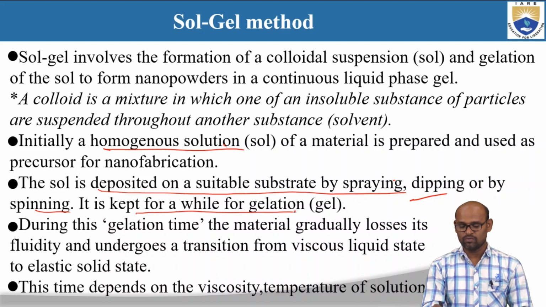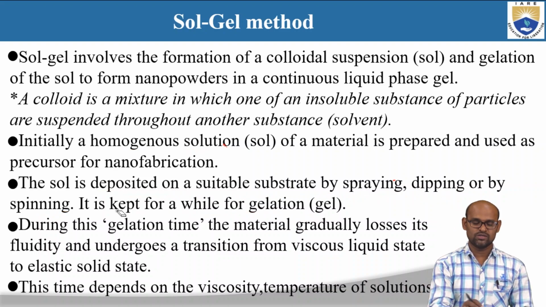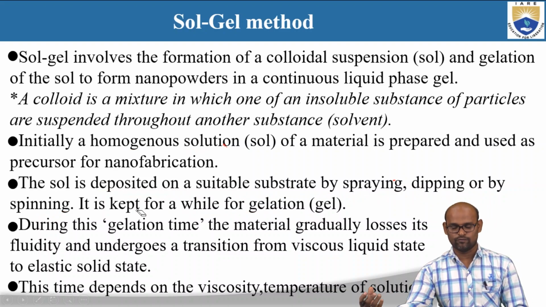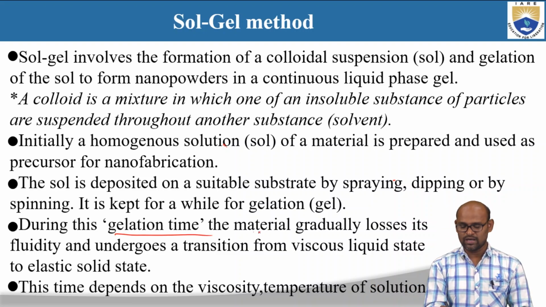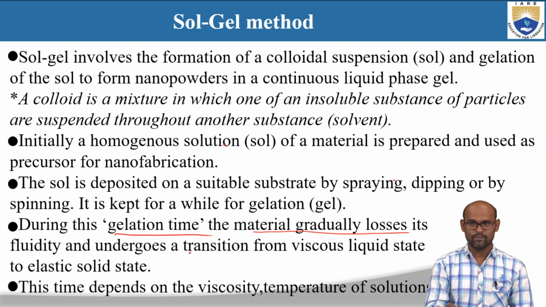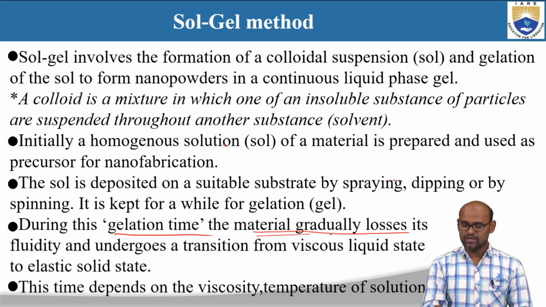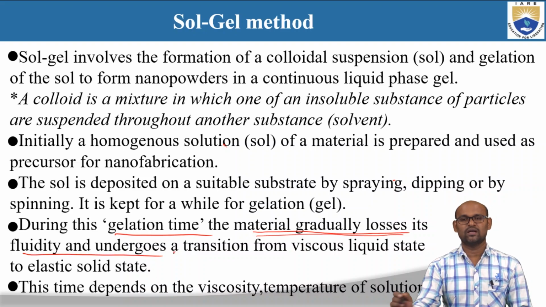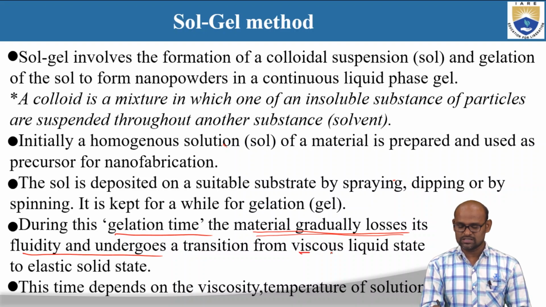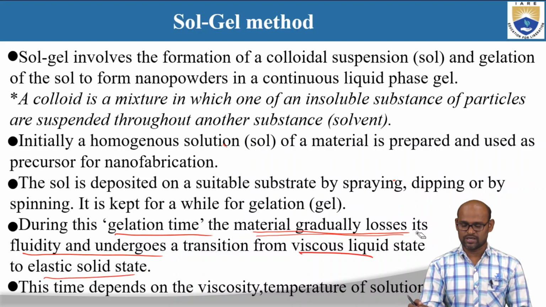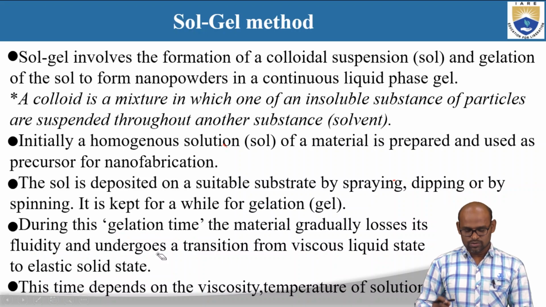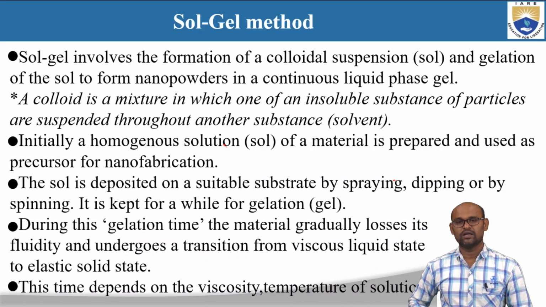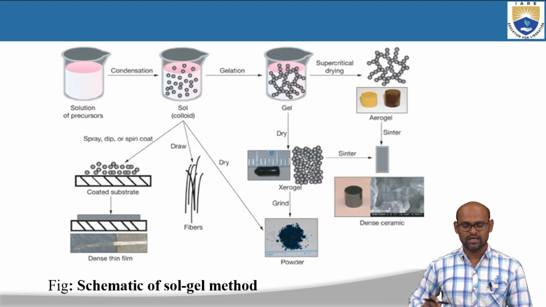It is kept for a while for gelation. We wait for some time so that the solution gelates, forming polymer networks. What happens during this gelation time? The material gradually loses its fluidity and undergoes a transition from a viscous liquid to an elastic solid state. So the liquid becomes like a solid. This time depends on the viscosity and temperature of the solution.